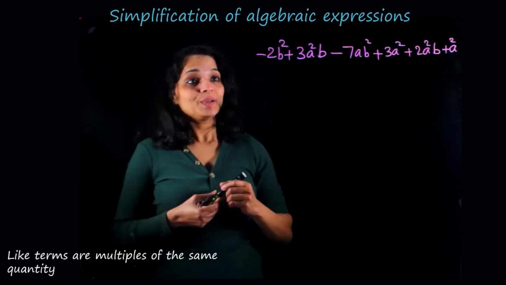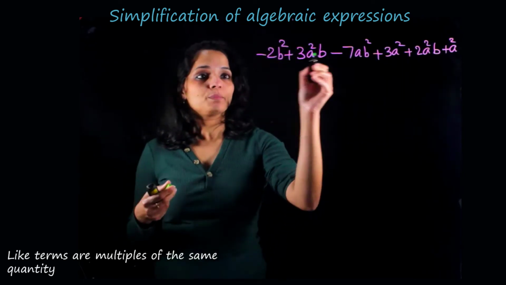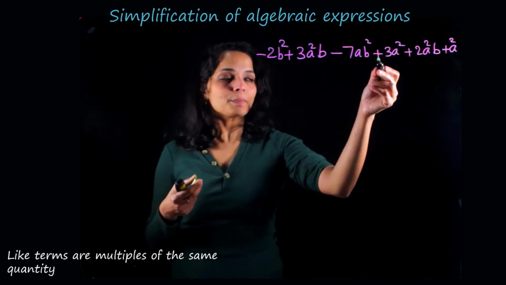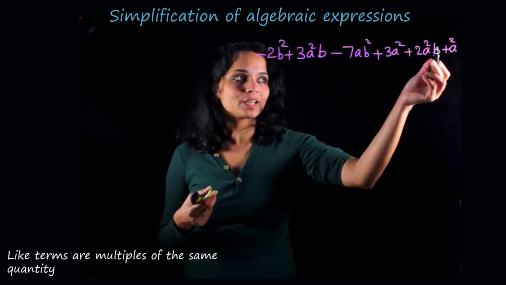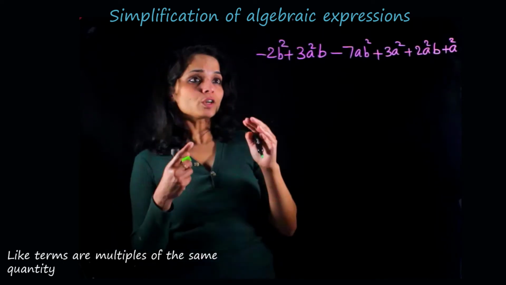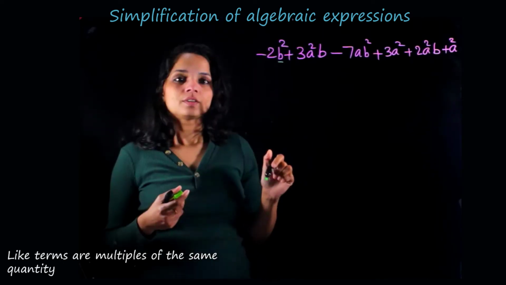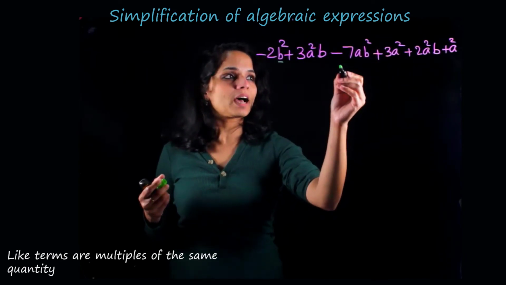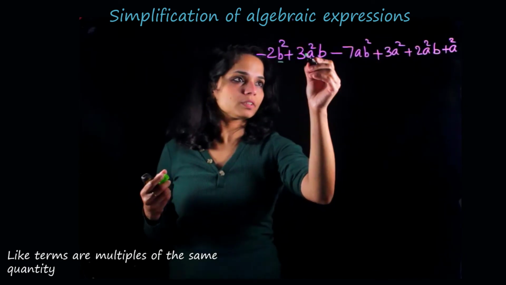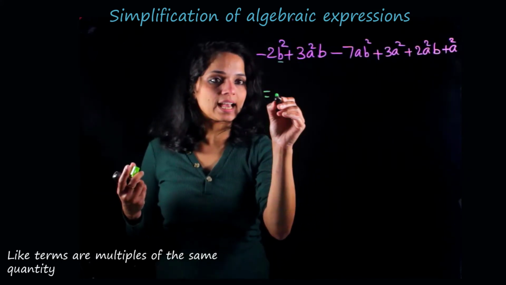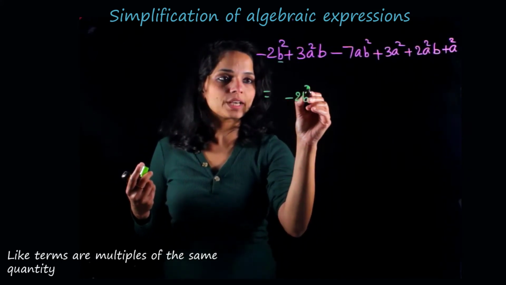This time we're going to simplify minus 2b squared plus 3a squared b minus 7ab squared plus 3a squared plus 2a squared b plus a squared. It's a pretty long one, so let's look for any like terms. The first term is a multiple of b squared. Let's look for any other term having b squared in it. None of them, so we write it as it is, minus 2b squared.